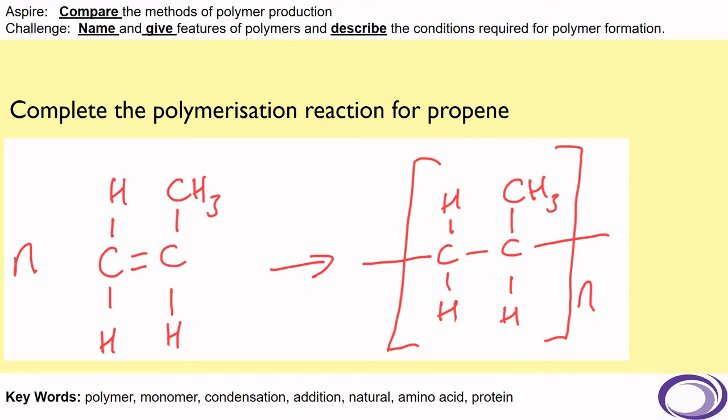So you should have something like the equation shown on the screen. We've got N amounts of propene, and that is forming the polypropene molecule you can see on the right hand side of the arrow. So we've got a single bond in between the carbons and then bonds extending out past the brackets. Everything on the carbon atoms has stayed the same, and then we've got brackets around that molecule with the N repeating each time.